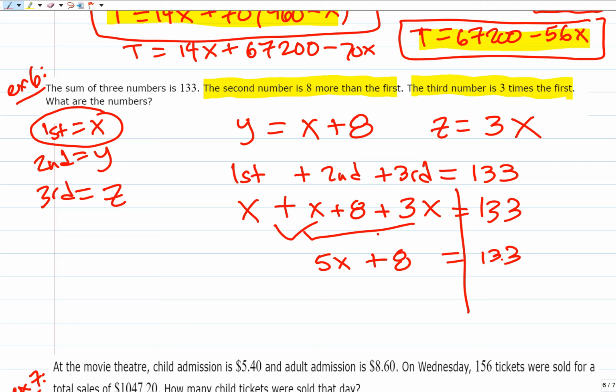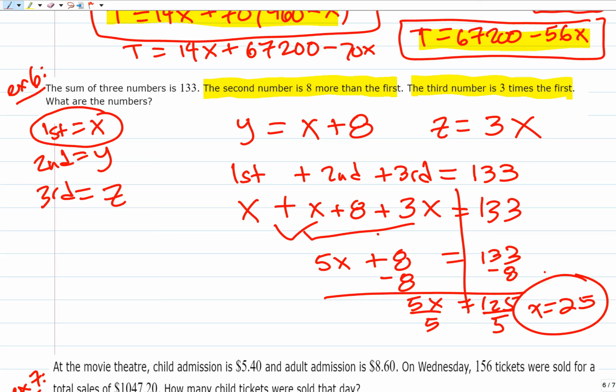Back to inverse operations, 2-step equation. What would you do first? So 5x is equal to about 125. And last, so that x is equal to 25. Did we find all the numbers? Not yet. We found the first number is 25. What's the second number?